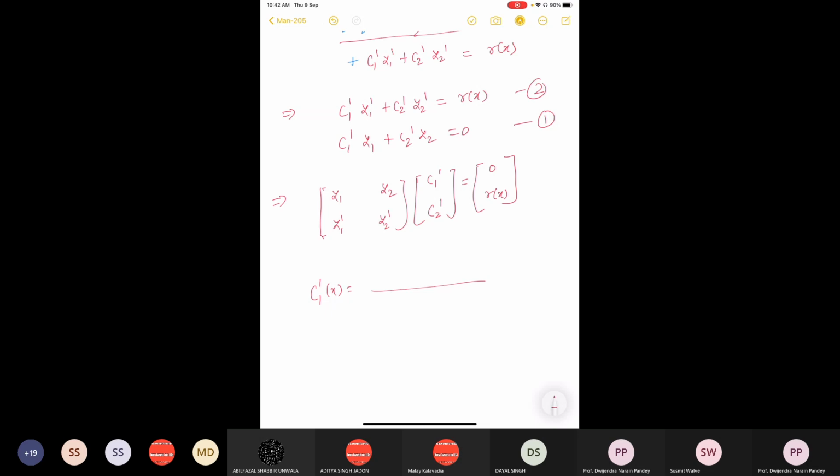Have you done Cramer's rule? Yes. Have you done Cramer's rule? Yes, sir. Okay, so can you find out c1 dash of x? What is in the numerator? This is a determinant of this coefficient matrix, and in the numerator you will have 0, r of x, y1, y2, y1 dash and y2 dash. Is it correct? Am I correct here? Yes, sir. Okay. Similarly, c2 dash of x.